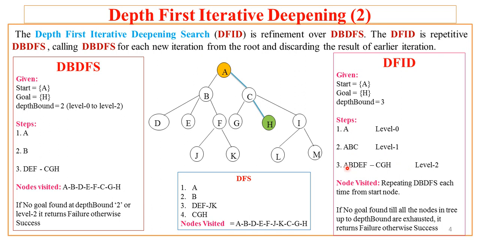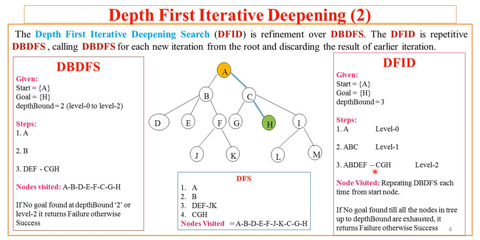So it accesses A, then B, as A is not the goal. B is also not the goal. Then the children of B are D, E and F. None of these is the goal. Then it goes to C. C is also not the goal. Then it accesses G, which is again not a goal. And when H, a goal node, is detected, then it stops.